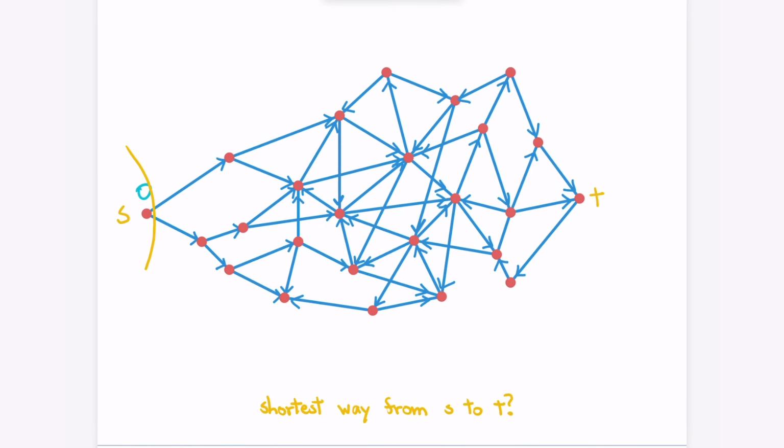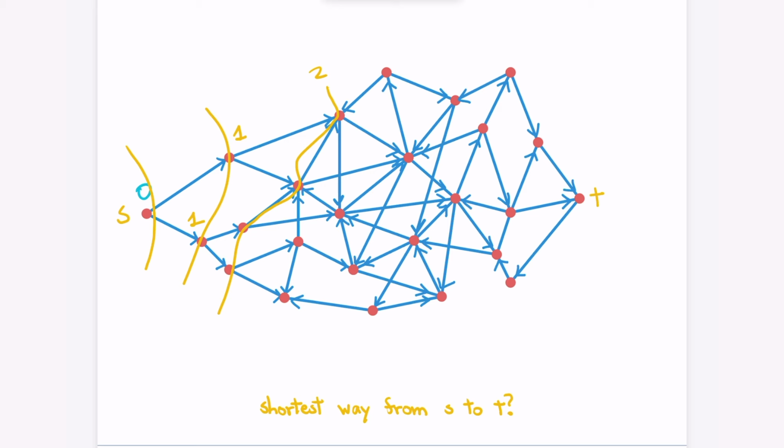And what would be the second easiest? The vertices at distance 1. Once you've figured out distance 0, it's relatively easy to figure out distance 1. Once you figure out distance 1, it's relatively easy to figure out distance 2, although I always mess this up. There's distance 2. I think that's distance 2.